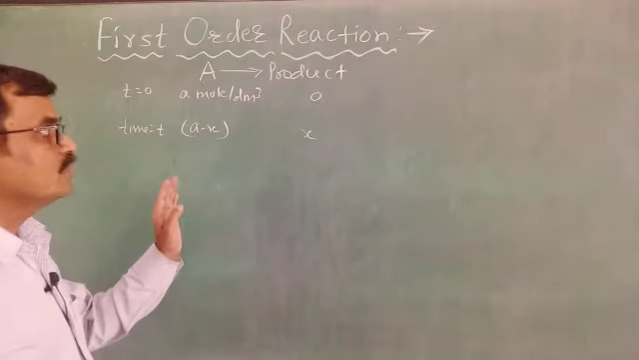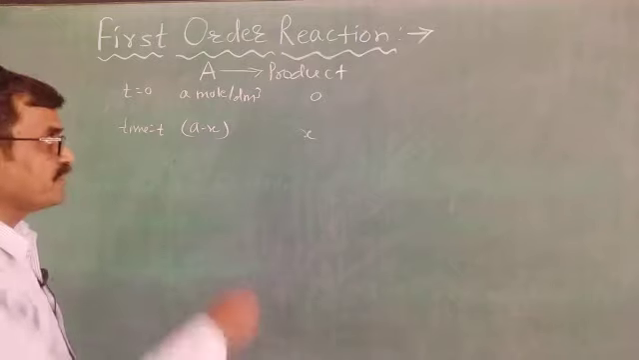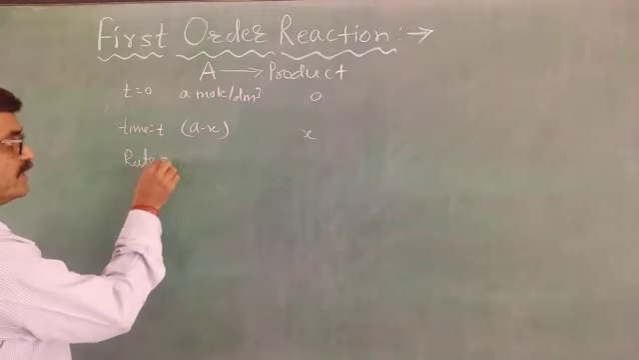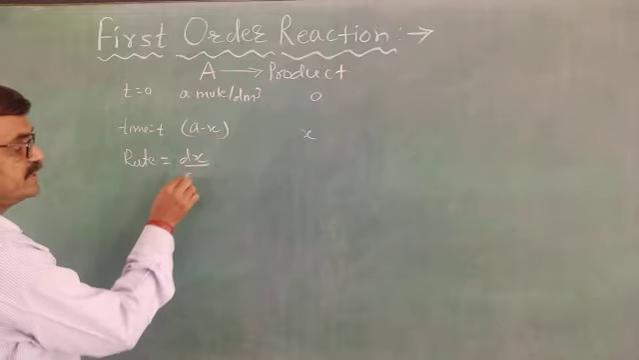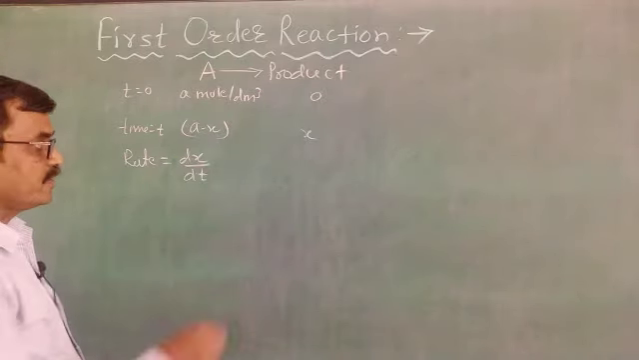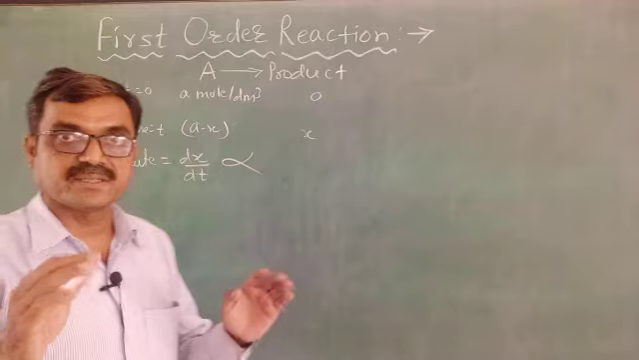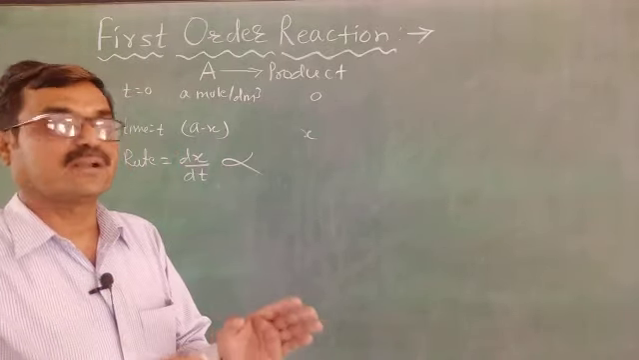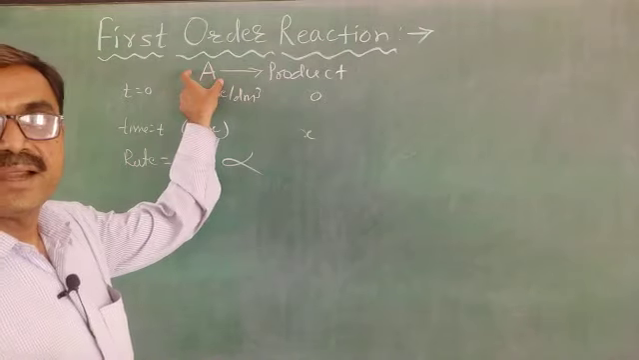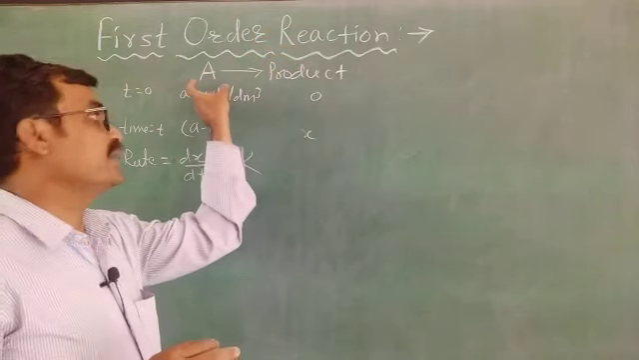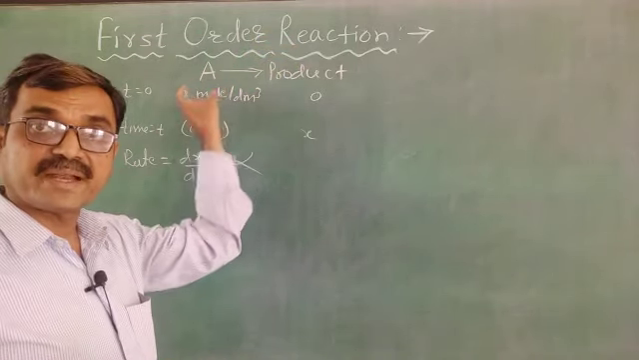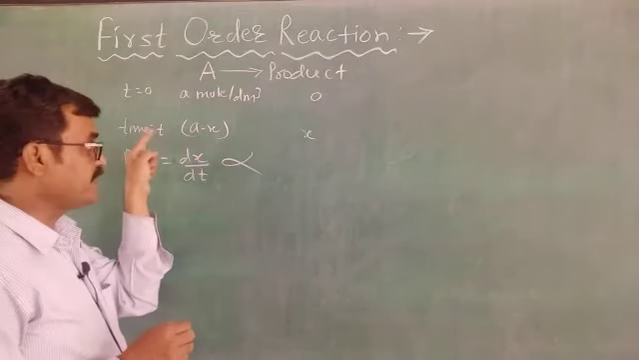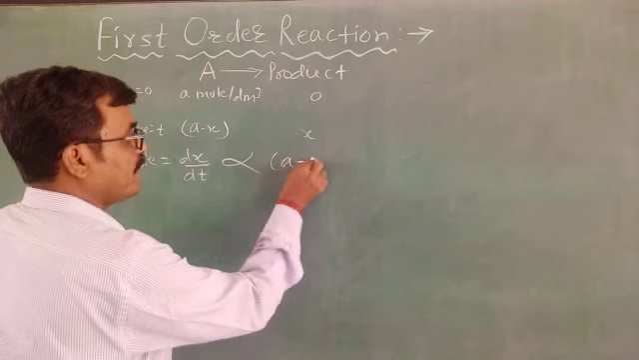Now again, rate equation for this first order reaction. The rate of reaction is equal to dx by dt. This is general. This rate of reaction is directly proportional to the concentration of the reacting species on which the rate of reaction depends. Here only one reactant is there, and since it is first order, the rate depends upon the concentration of the reactant at that time t. And what is the concentration of the reactant at that time t? It will be a minus x.